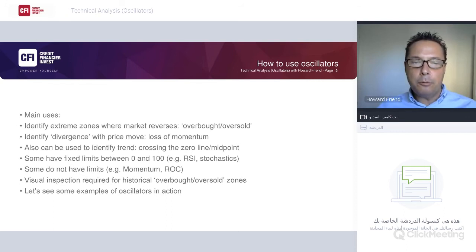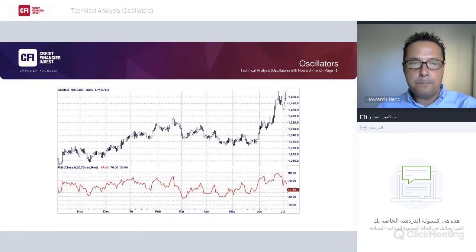So let's see some examples of oscillators in action. Okay, the first one here is I've got a daily chart of gold futures, and we're looking at the RSI, the Relative Strength Index, using its default period, or one of its default periods, of 9 period. So it's basically a 9-day RSI.